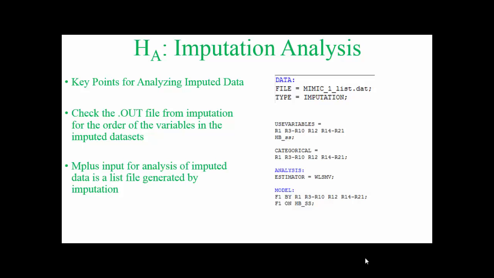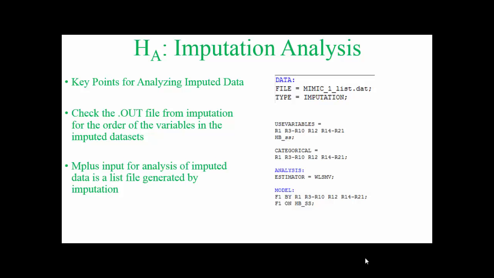The only other item of interest is that when Mplus imputes your data, I ask for 100 imputations, so I'm going to have mimic1 to mimic100, and that's in folder 1. But it's also going to spit out a file called mimic1list. If you open up that list file, what you'll see is mimic1 through mimic100, the names of all your imputed data sets. So when I say type is imputation, Mplus is going to go get that list file and know that there's going to be multiple data sets to read in and analyze.